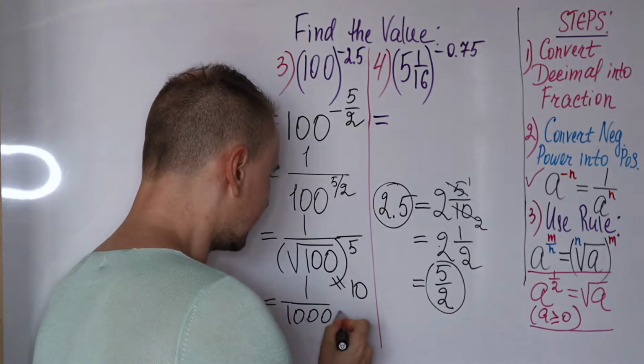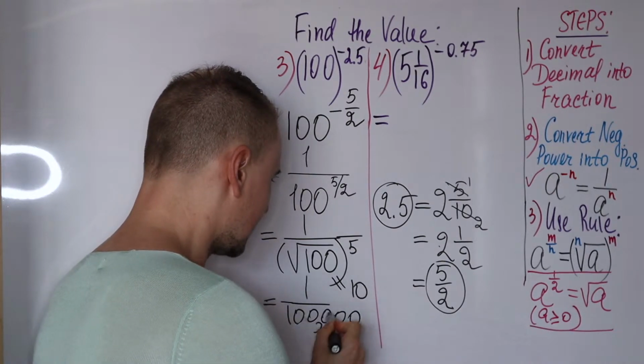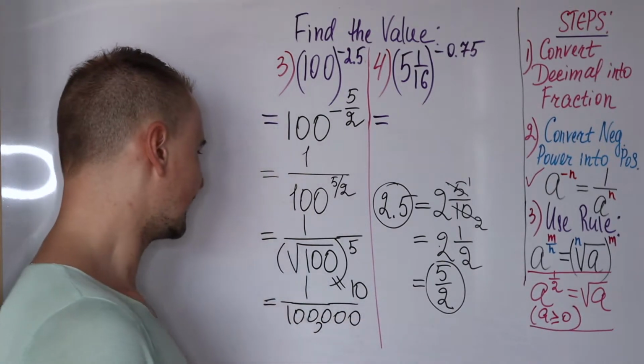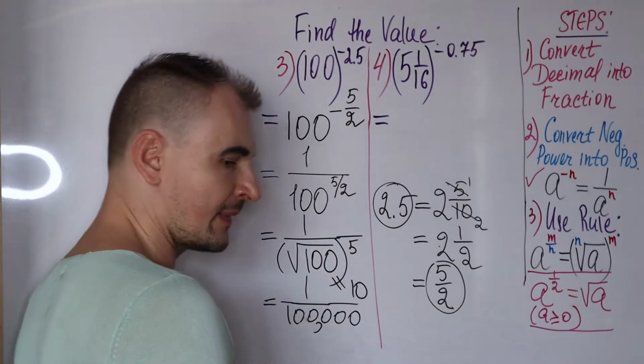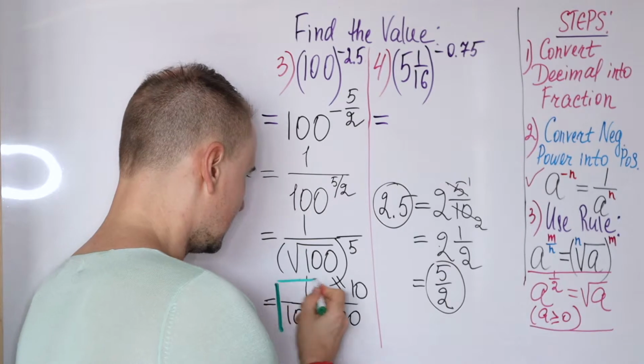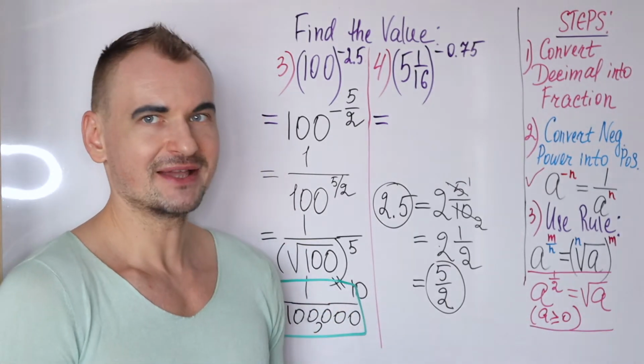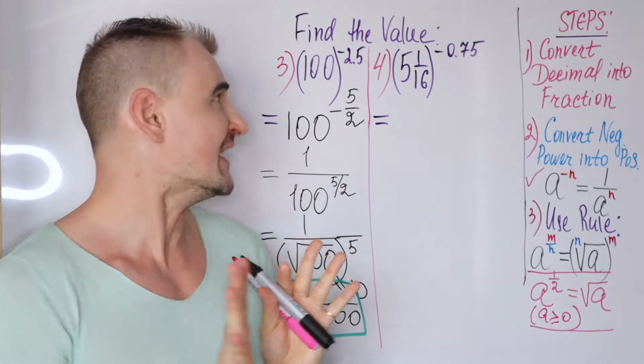So it's going to be 5 zeros. 1, 2, 3, 4, 5. And you would be left with 1/100,000. So that's your value for that number.